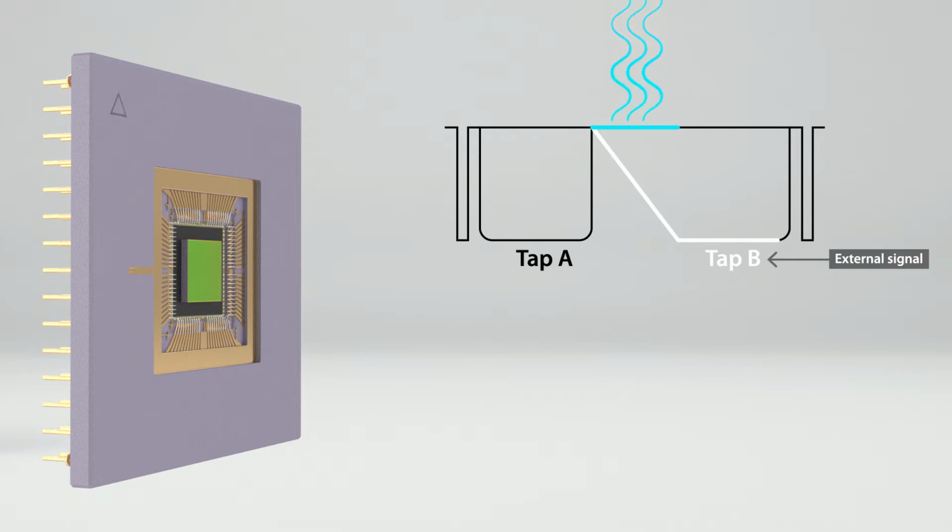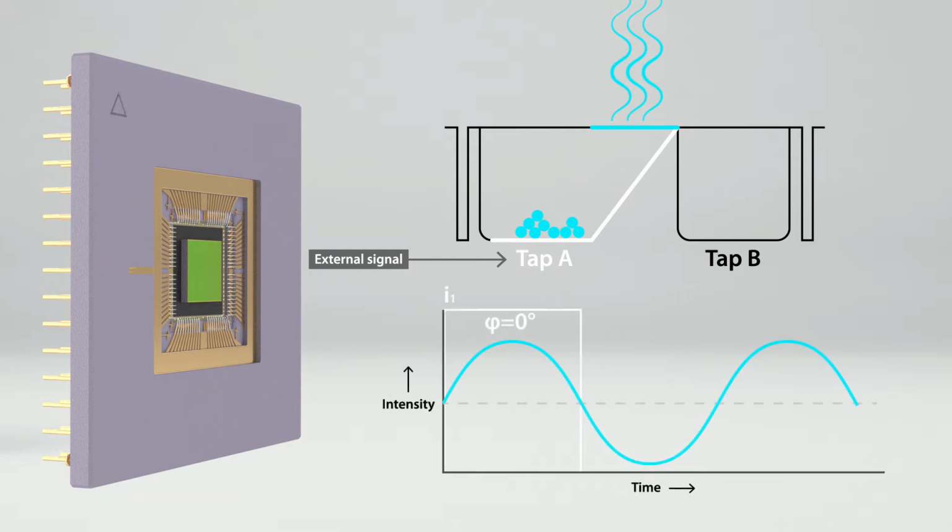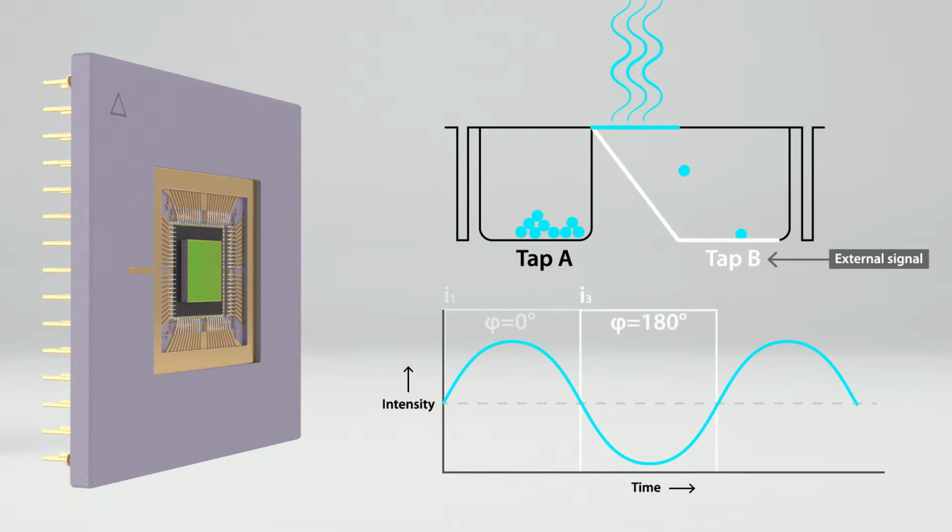At phase 0, tap A is active. All charge carriers are collected in charge bucket A. This is image I1. At phase 180, tap B is active, and all charge carriers go to charge bucket B, resulting in image I3. This kind of charge swing enables the simultaneous recording of I1 and I3 in the same camera exposure, creating a double image.